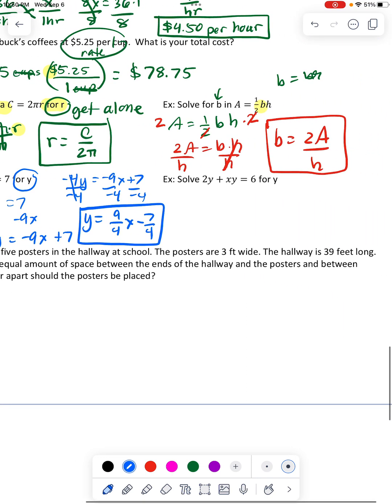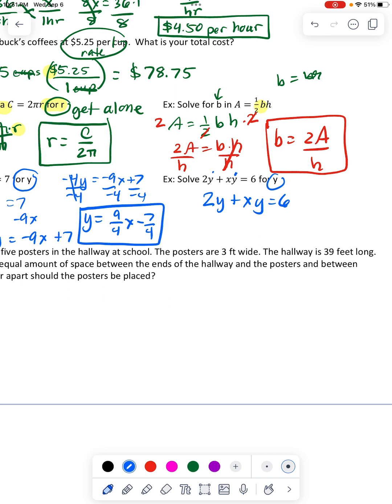And that's going to actually be something we have to do pretty commonly. So here I have 2y plus xy equals 6. And I'm trying to get y alone, but it's tricky because there's one here and here. We are working backwards. We are undoing what we normally do.